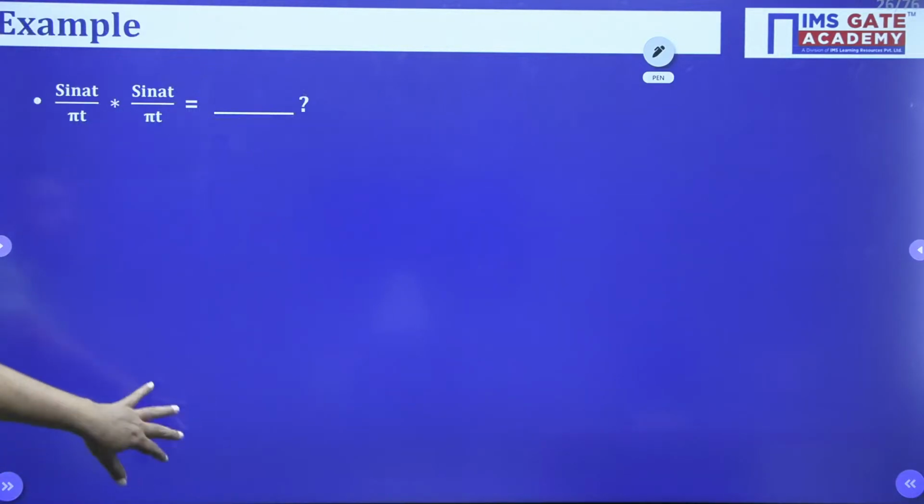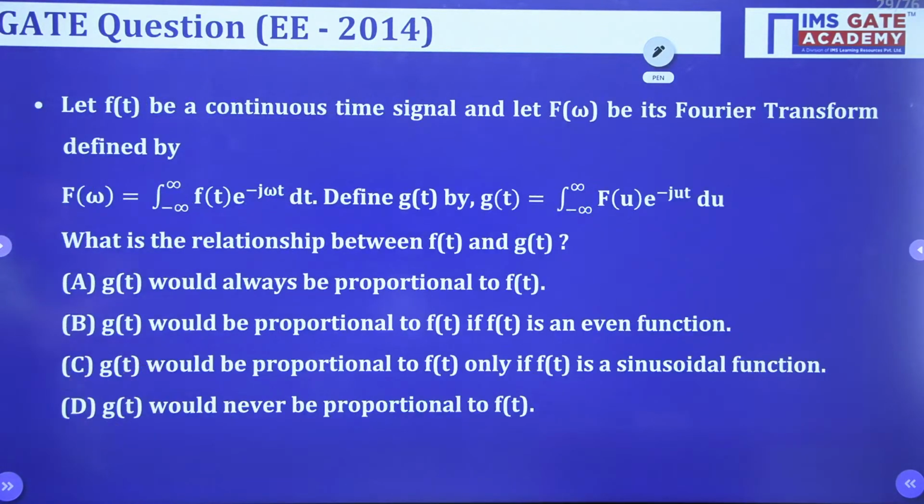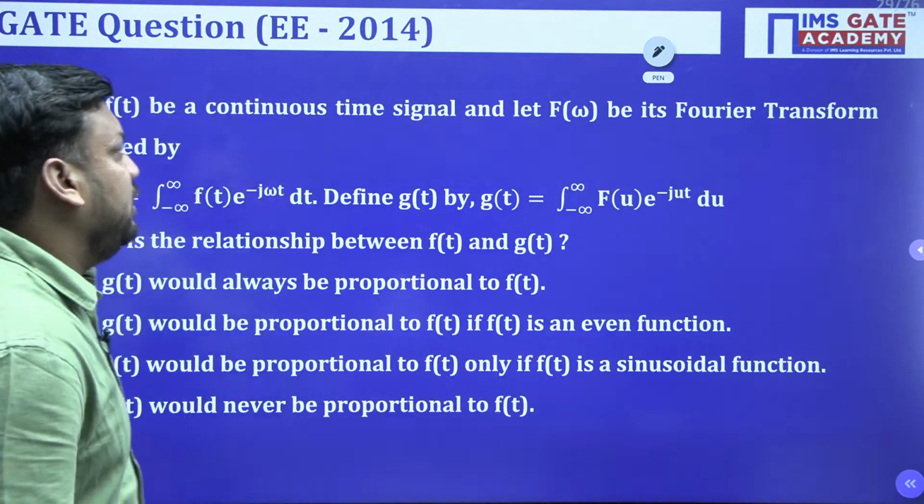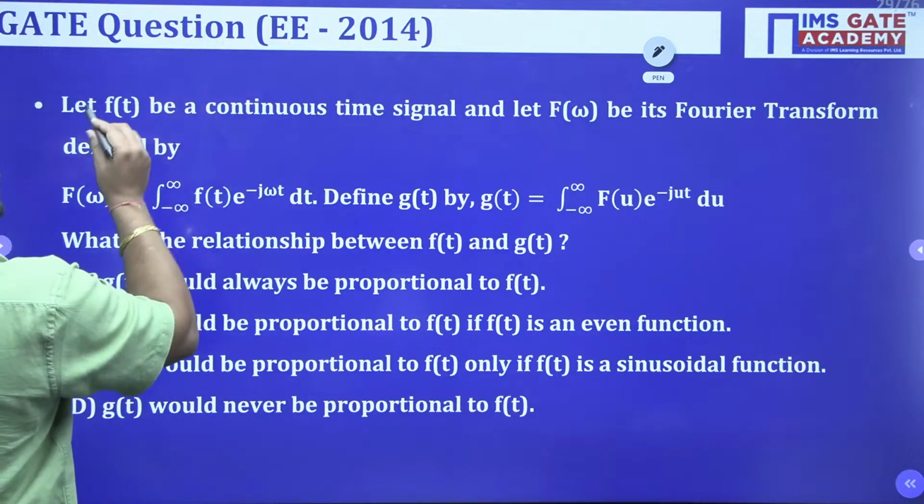IN6 question completed. Now it's time to solve this question. Again a very good property based question, guys. Read the question carefully. Electrical 2014 question.